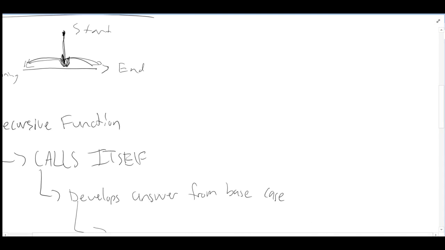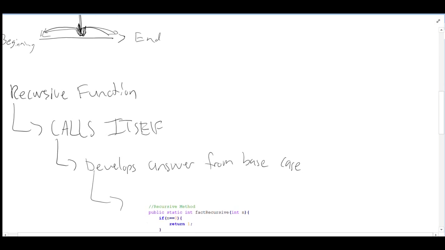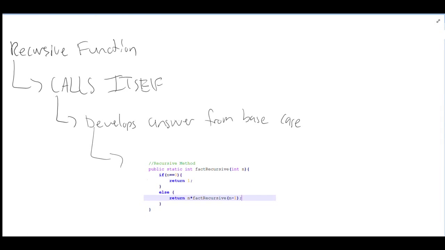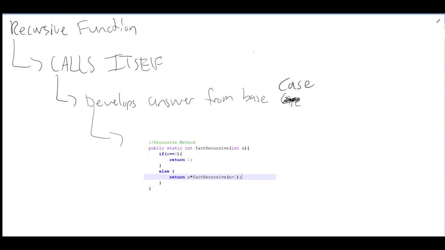Now, there's some things about a recursive function that are important. The function itself calls itself, and it develops the answer from the base case. Alright. And here is the most basic and overused example, factorial.